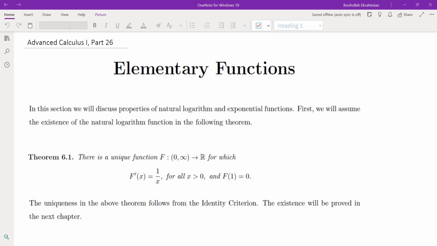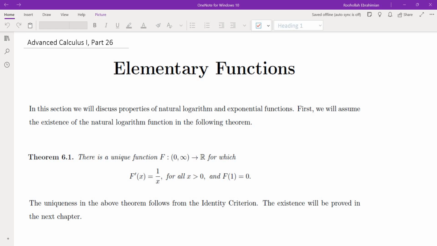Hello, in this video we're going to go over elementary functions. So what are elementary functions? And what's the purpose of these elementary functions? If you look back at what we have done so far, we have talked about continuous functions, and we haven't talked about a lot of different examples of continuous functions. The continuous functions that we have are quite limited, in fact.